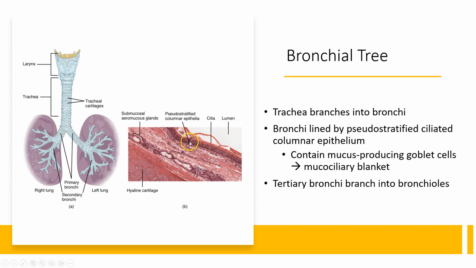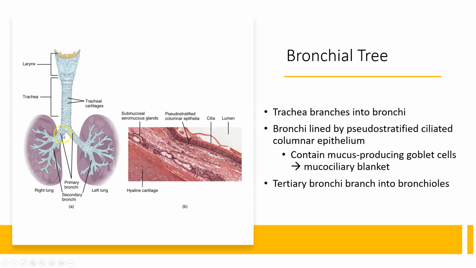The hair-like projections on our epithelia, called cilia, and our mucus create the mucociliary blanket. This is an important protective factor that allows us to capture unwanted particles in the airway, such as pollen or microbes, and move it out of the airway so it doesn't cause infection.